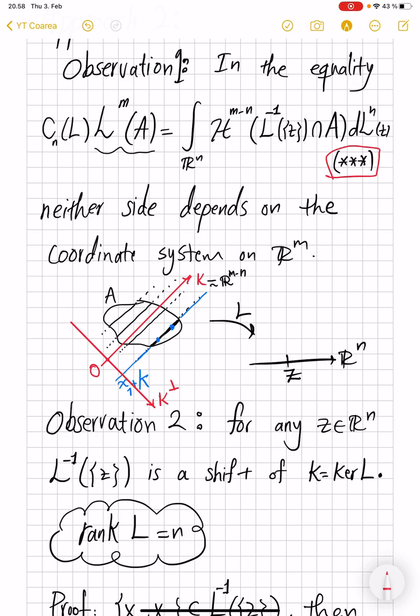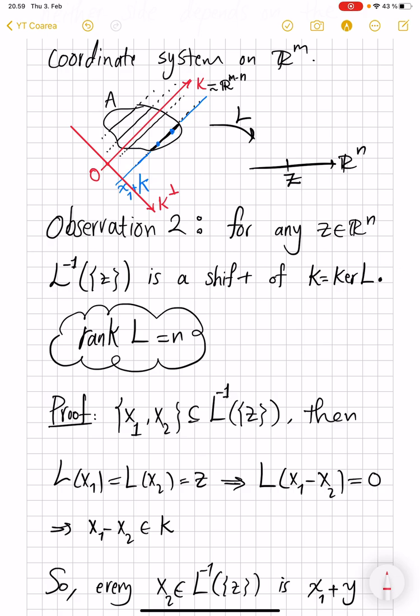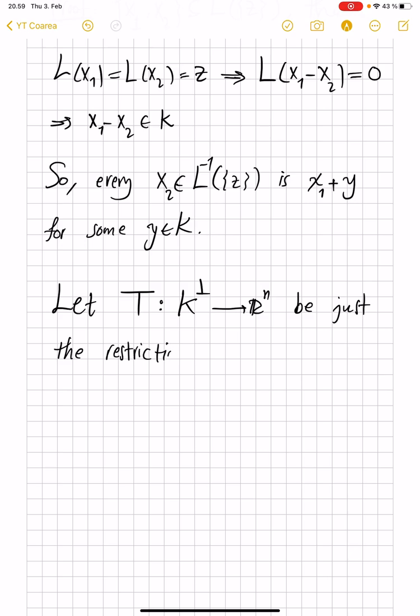And now you see that the geometry is particularly simpler, especially Fubini's theorem is glaring at us right there. But how do you get that out? That is what I do right now. Okay, some small notation. Let T from this kernel complement to Rn be just the restriction of L to K complement. And remember that this is n-dimensional.